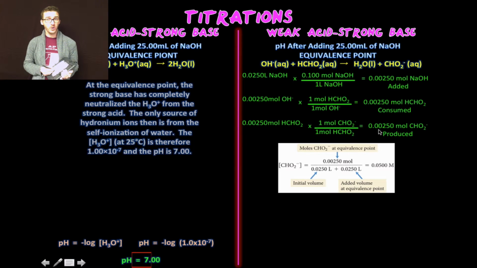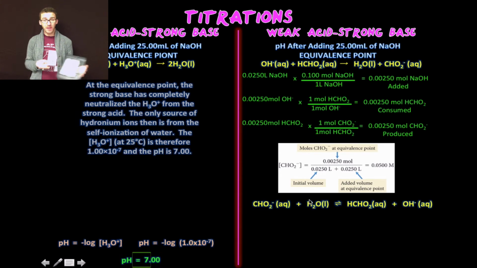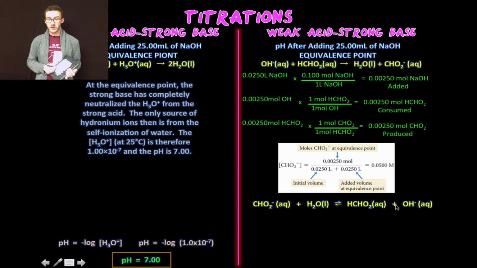And that 0.0025 moles of formate ion is now in 50 mL of solution. So our concentration of formate ion is 0.0500 molar. Now remember, this is all happening in aqueous solution, so all that formate ion can react with water to reform our weak acid and hydroxide ion. In other words, the anion of our salt, the formate ion, will hydrolyze water to form additional hydroxide. So how do we determine the concentration of the hydroxide ion?